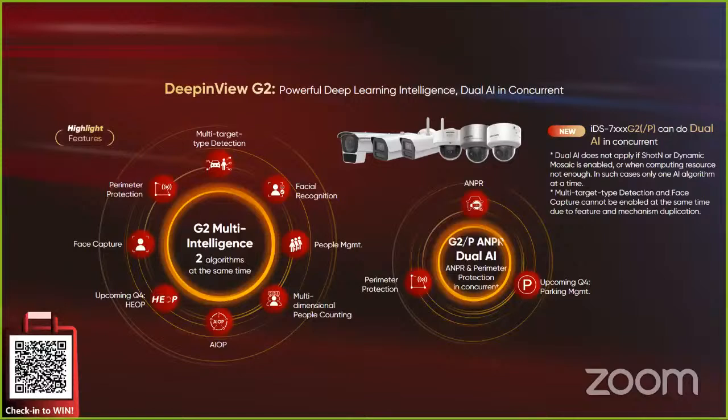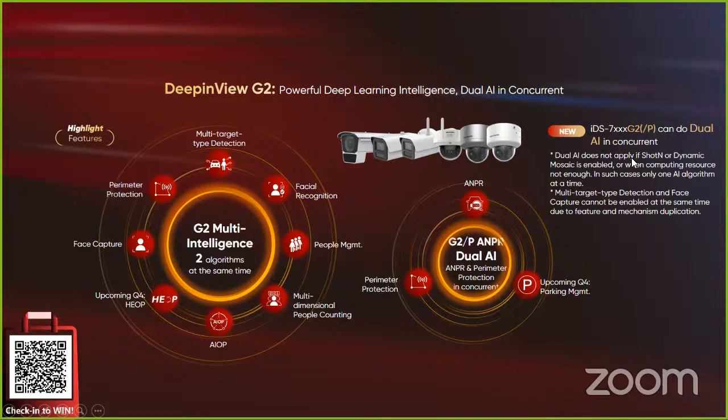Yes, exactly. With the power of deep learning intelligence, we support the dual AI function concurrently. That means some functions can be turned on at the same time. When we switch algorithms, for example from multi-target type detection to face recognition, the camera will not restart anymore. We just wait less than 1 minute for the switch process to be done. The camera will not restart. This is a good improvement.